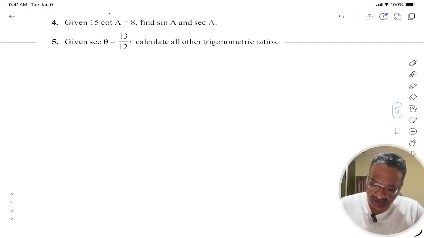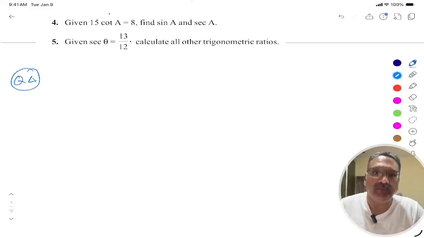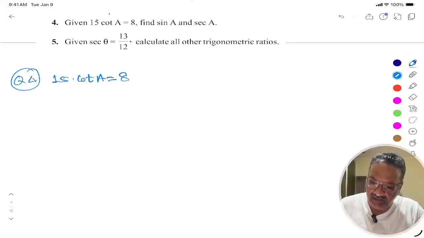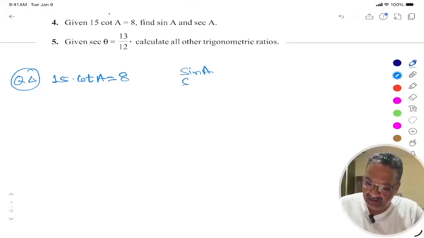Let's come to the next question. Question number 4. What are they saying in question number 4? Given 15 cot A is equal to 8. Find sin A and secant A. What have they asked? Sin A and secant A.